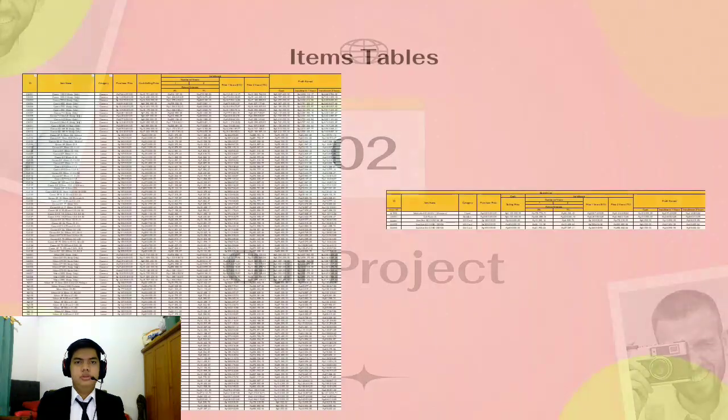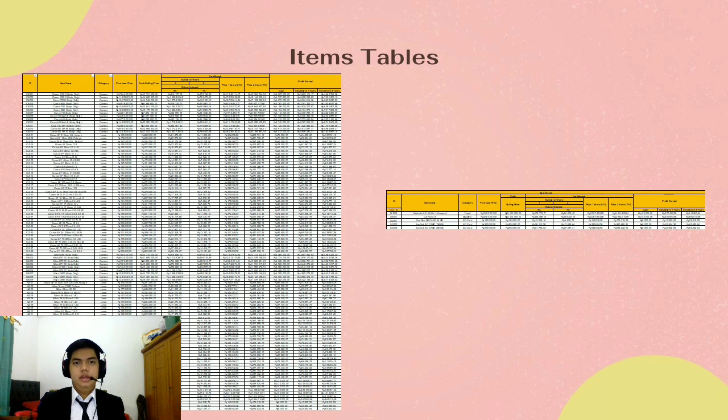Okay, so let's move on to the items table. Items table has 7 columns, namely ID, item name, category, purchase price, selling price, installment program, and profit earned. This items table uses several Excel functions. The first one uses the equal PMT function to calculate the monthly payment on an item. The second one uses the equal FV or future value function to calculate the future investment based on a set interest rate. And the last function is equal VLOOKUP for items table. This function is to make it easier to find items ID along with price and installment price.